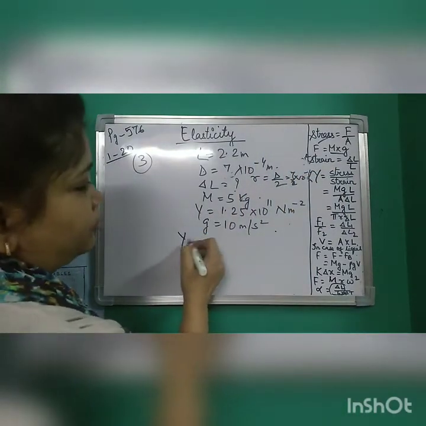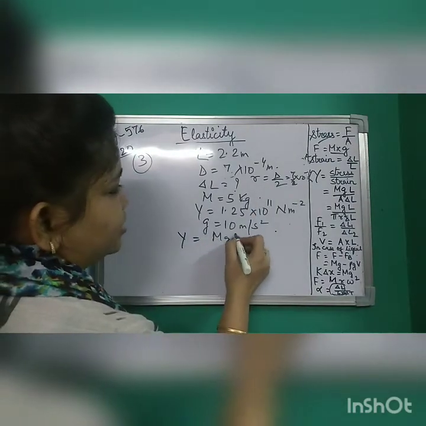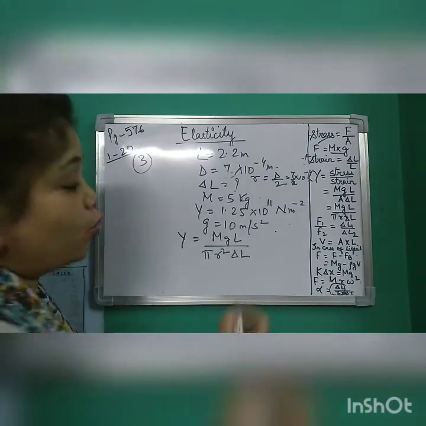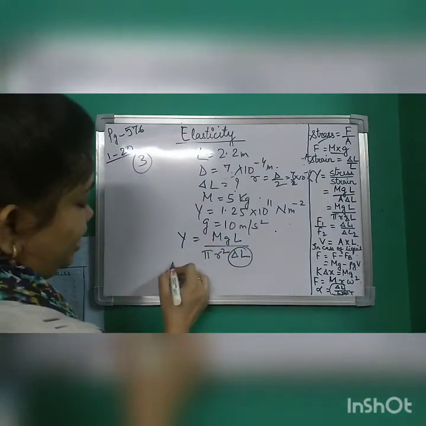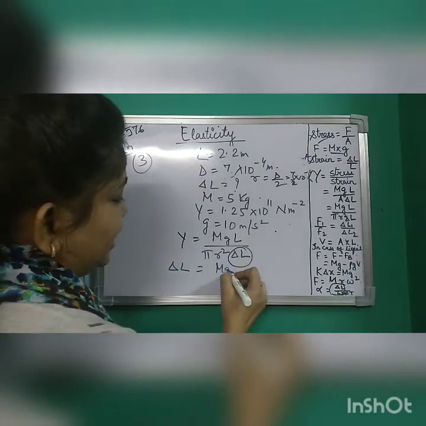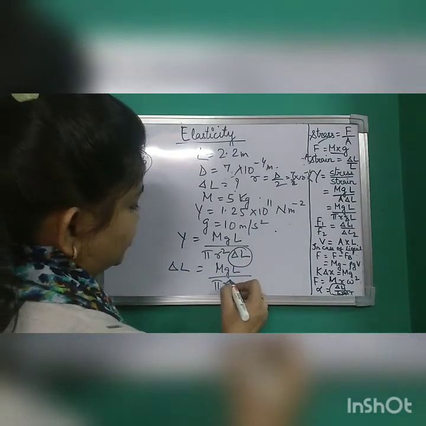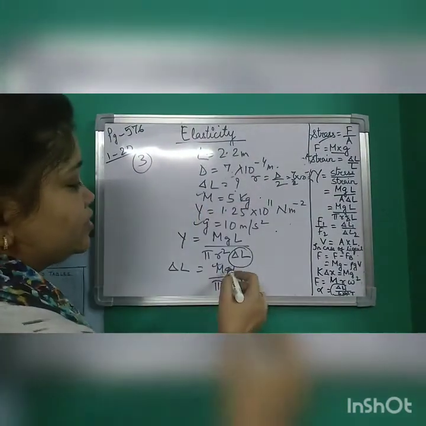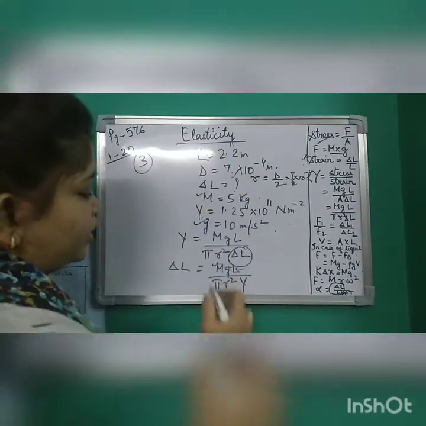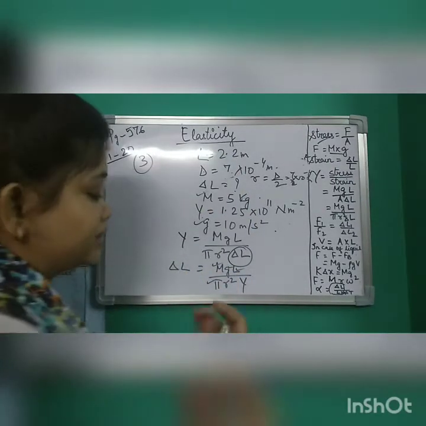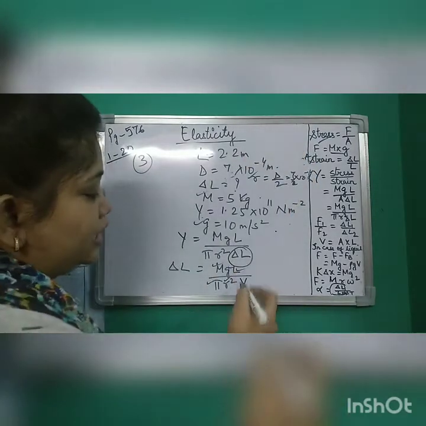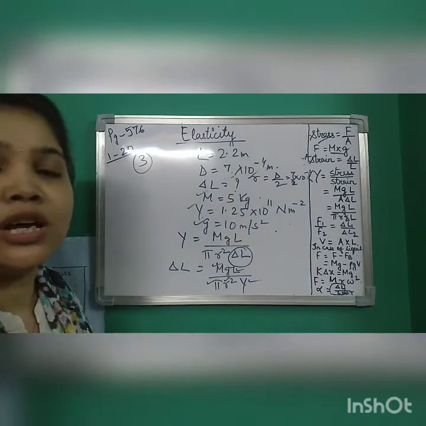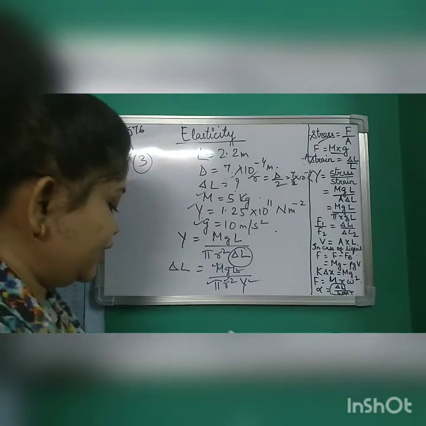Now, you can easily put it in the formula. Y is equal to mgl by pi r square delta L. What do you have to find out? Delta L. So, delta L goes here. So, what do you get? The formula mgl by pi r square Y. Just put the values. M is given to you. G is given. L is given. Pi is 3.14, as you know. R square is this value, put it, and Y is also given as 1.25 into 10 to the power of 11. So, all quantities are given to you. You have to find out delta L. Very easy. Just solve it and get the answer.